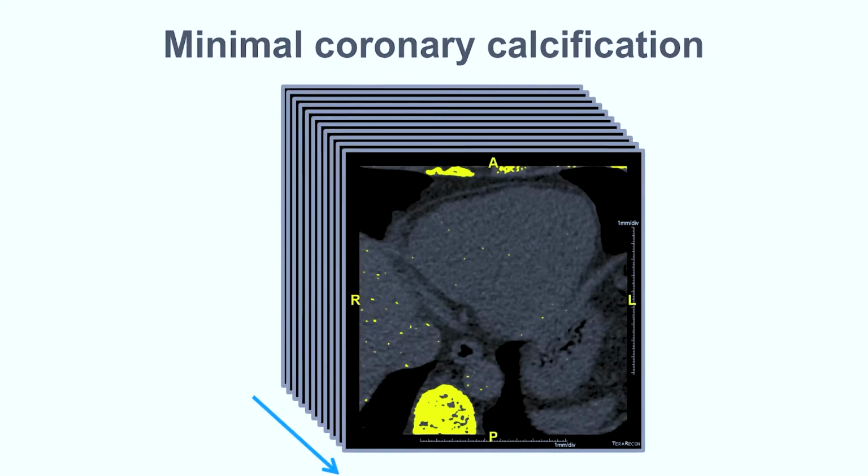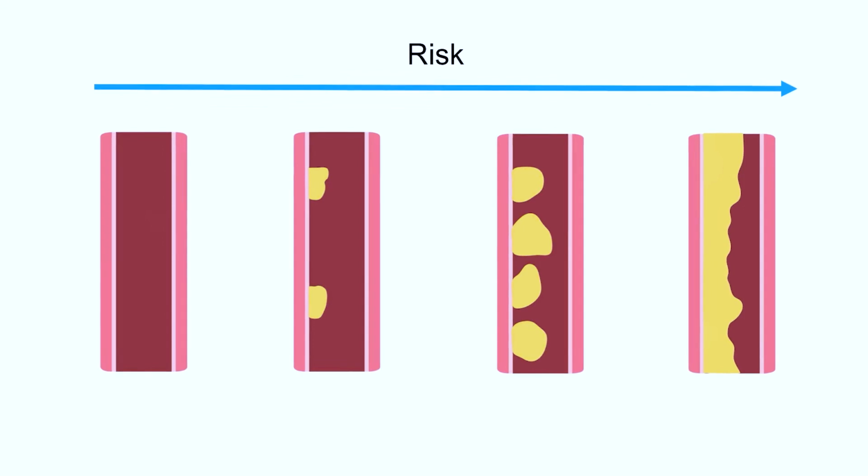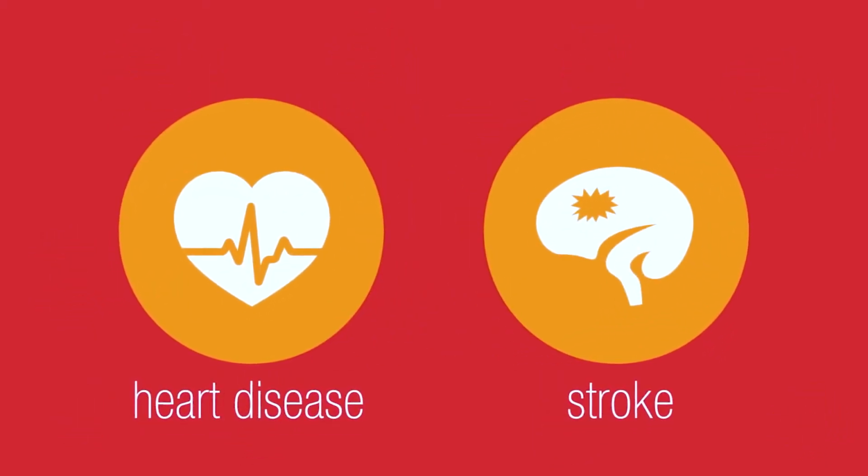So in that sense, it's a useful risk stratification tool to tell us that obviously if the calcium score is high, you're at higher risk of having heart attacks or heart blockages because you have more calcium deposits in the heart arteries.